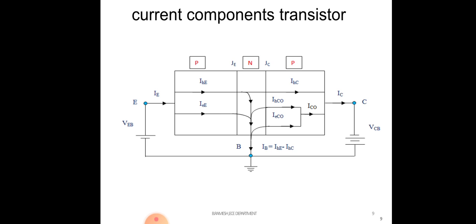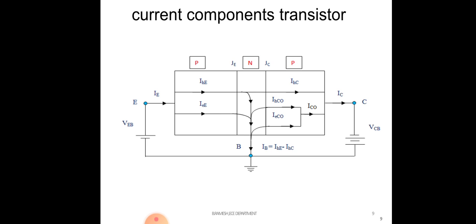So you will get collector current and leakage current in the collector. The collector current is IC equal to IC plus ICBO, where ICBO represents the leakage current in the output. The total current in the collector region, since the output current is the collector current, is IC equal to ICBO plus IC. So the current direction goes through the emitter region, base region and collector region.